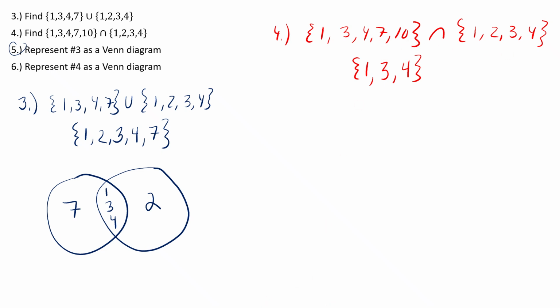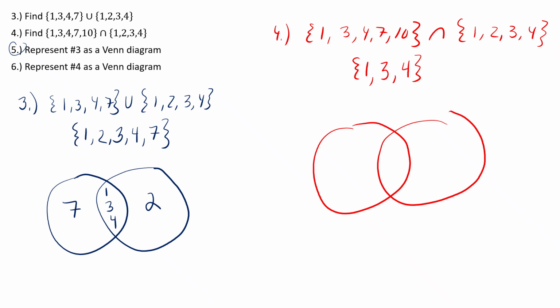So that is my intersection. And then question 6, represent that as a Venn diagram. I've got the intersection, so I'm just going to go ahead and put the intersection in there where that overlap is. So that's the 1, 3, and the 4. And now kind of looking through and seeing what is in set 1 that's not in the other set. That would be the 7 and the 10.